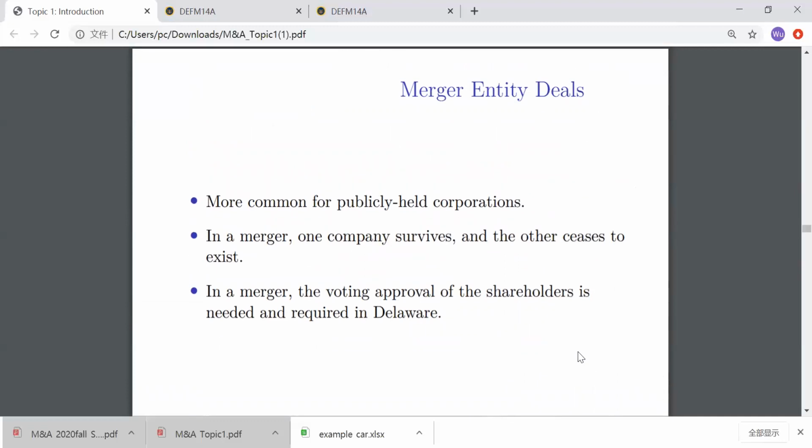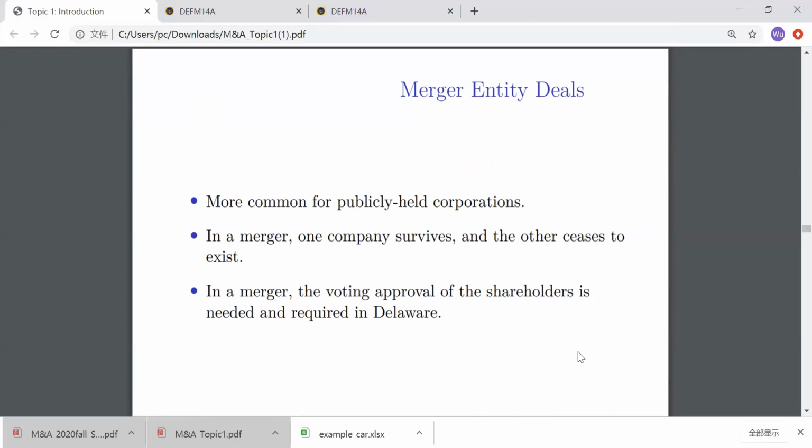And the second form is the merger entity deal. This is where the target company has dispersed ownership, not just concentrated in a few shareholders, but dispersed across a number of different shareholders. So this is where you typically do a merger entity deal.